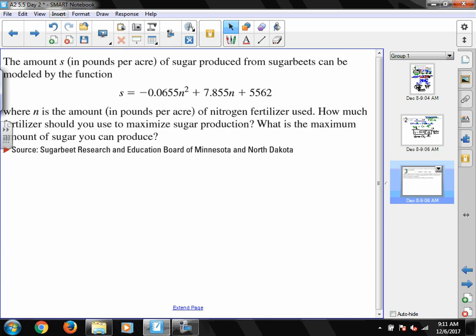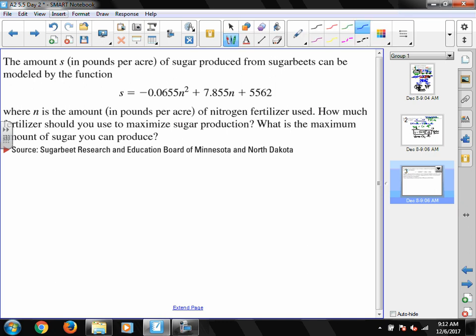And the last thing we want to talk about today, we're given an equation where S is in pounds per acre of sugar produced from sugar beets that can be modeled by the function here. They give you that equation where N is the amount of fertilizer in pounds per acre, and we want to figure out how much fertilizer you should use and what is the maximum amount of sugar. So maximums and minimums, if you think about our graphs, the highest or the lowest point of that parabola is going to be at the vertex. So one way you could solve this is to put this in vertex form. That would be perfectly reasonable to do.